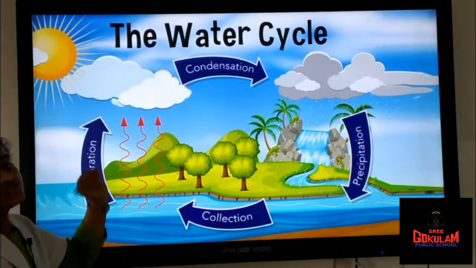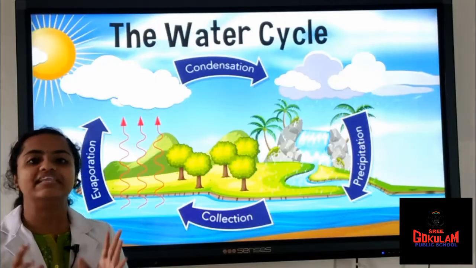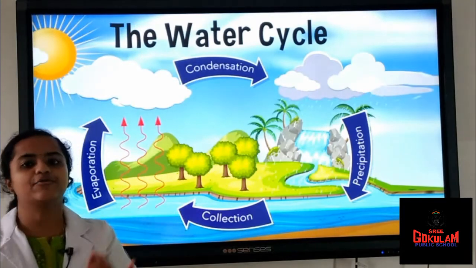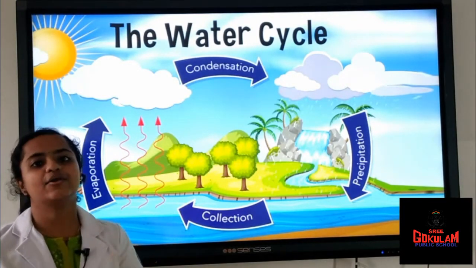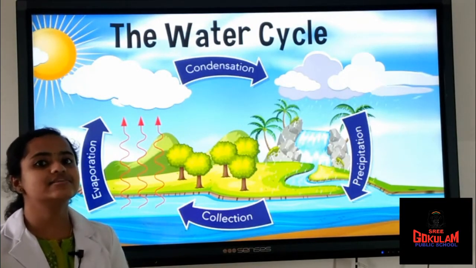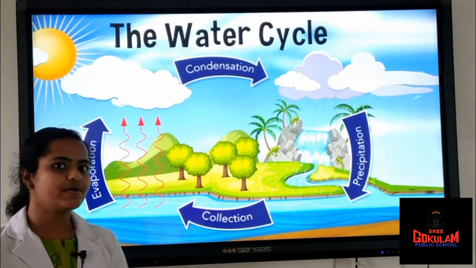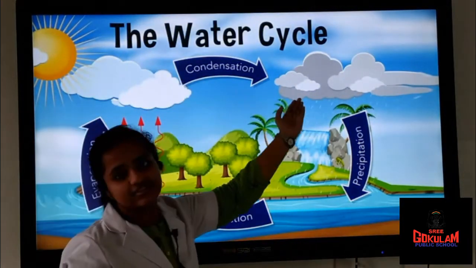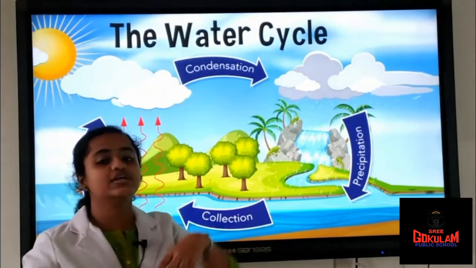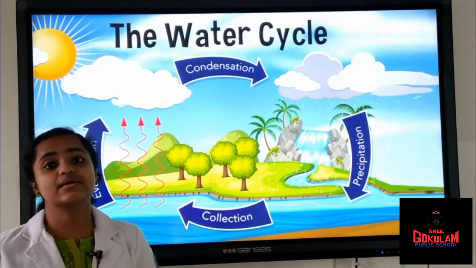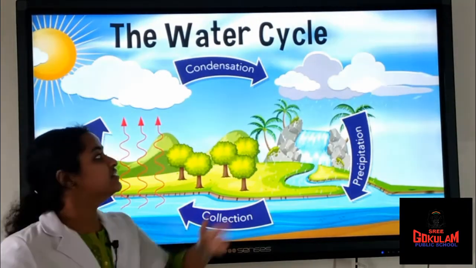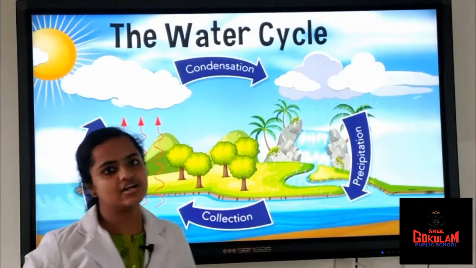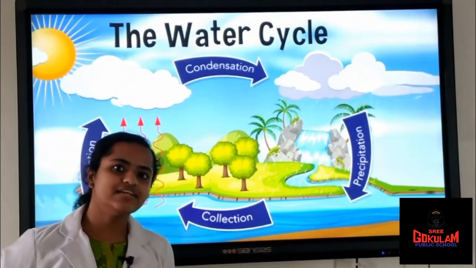Okay, and what happens in the sky? A lot of water vapor is present, isn't it? And what happens when cool air blows? When cool air blows, the water vapor condenses to form water. Then the rain is formed, isn't it? When the clouds lose their capacity to hold water, the rain is formed. This rain is collected again in the larger water body. Do you remember the water cycle?